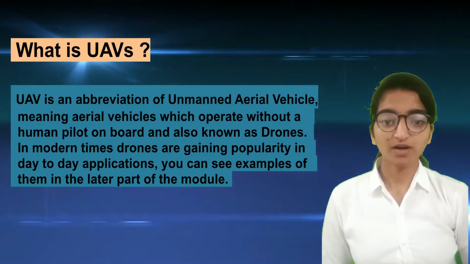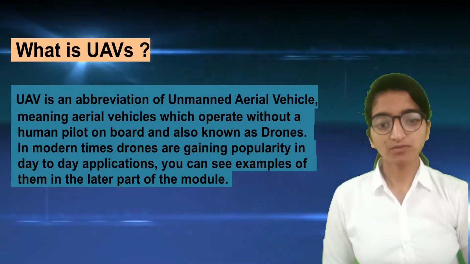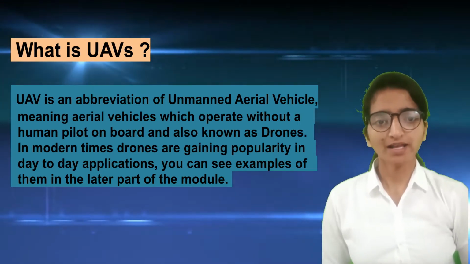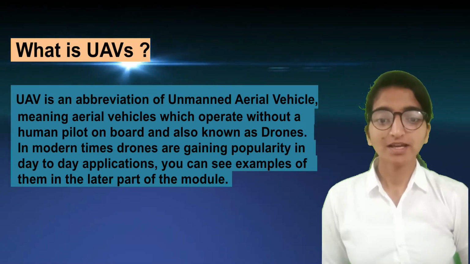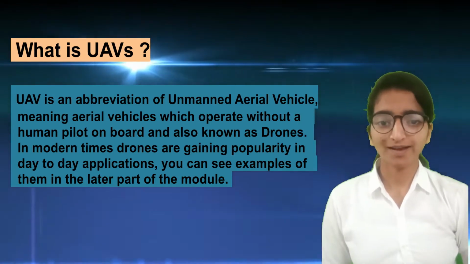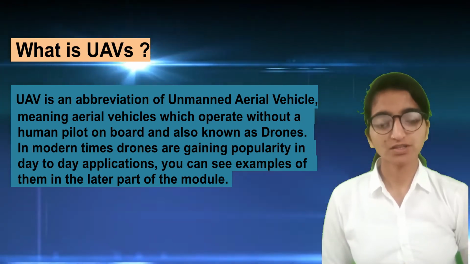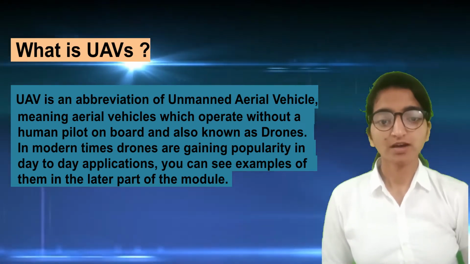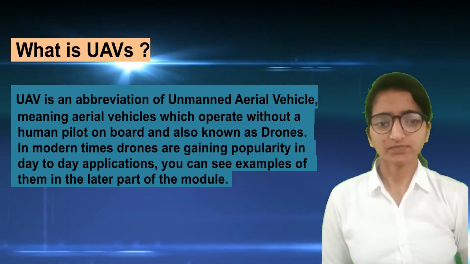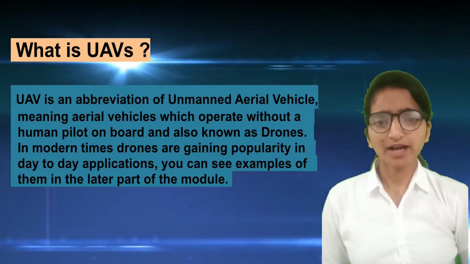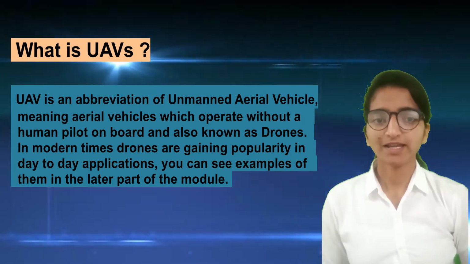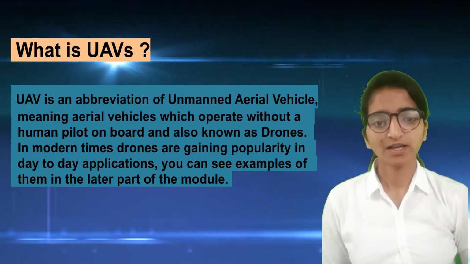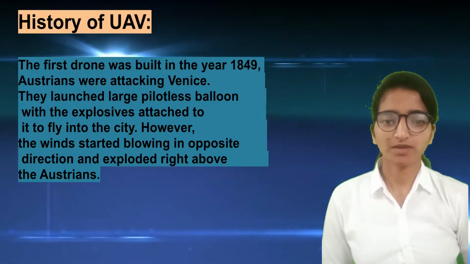So basically, what is UAV? The question is, what is UAV? The full form of UAV is unmanned aerial vehicle. Basically, it is a vehicle which is operating without a human pilot, also known as drones. So basically drones and UAVs both are same. In modern times, drones are gaining popularity in day-to-day application. You can see examples of them in the later part of the module. So let's start with the history of UAV.